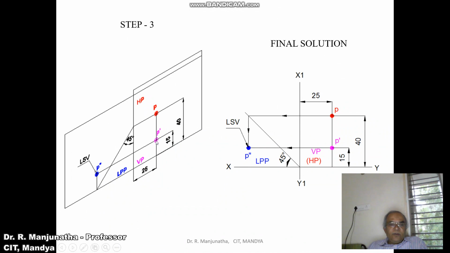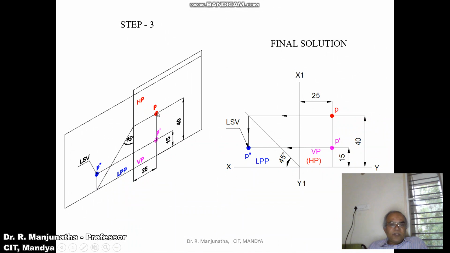And then when you look from the side view, both the front view and side view are going to be on the same line. Why? Because in the left side view, we can see the distance above HP, and also the distance behind VP. So P dash and P double dash will always be on the same line. So when you project from P dash to the profile view, you are going to get this distance, which is 15 mm.